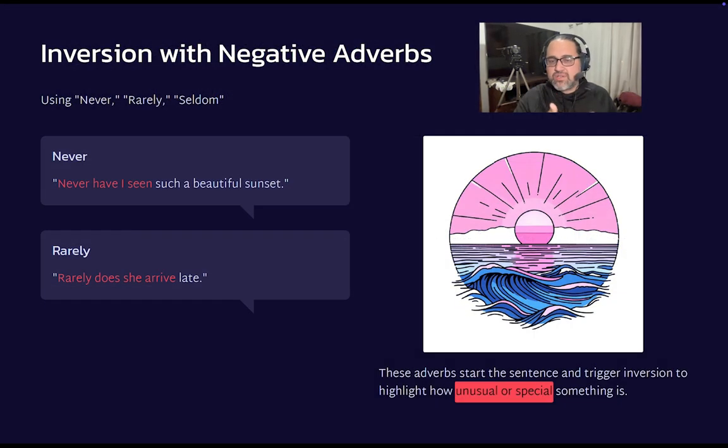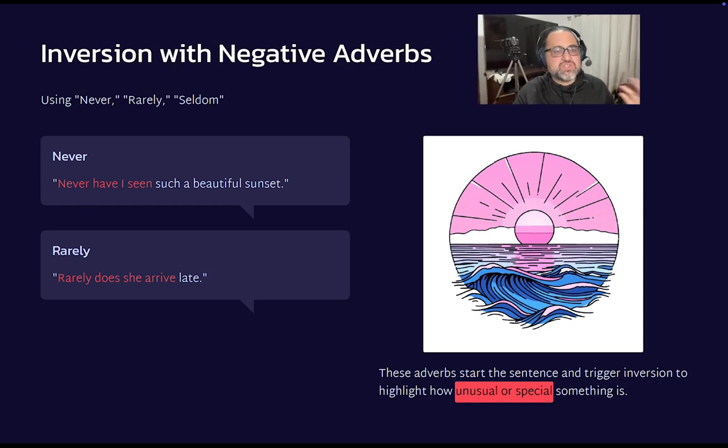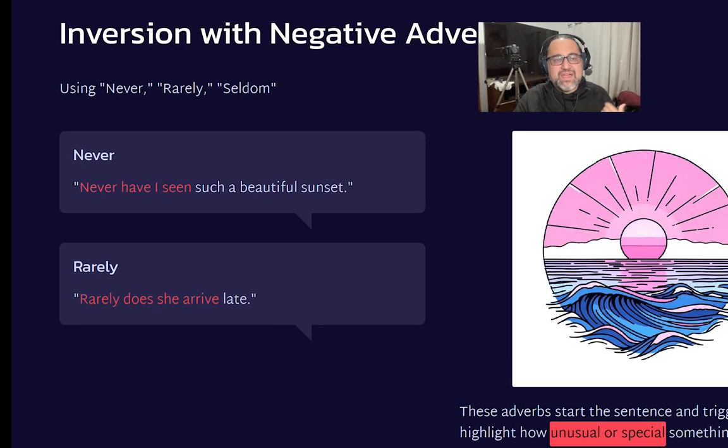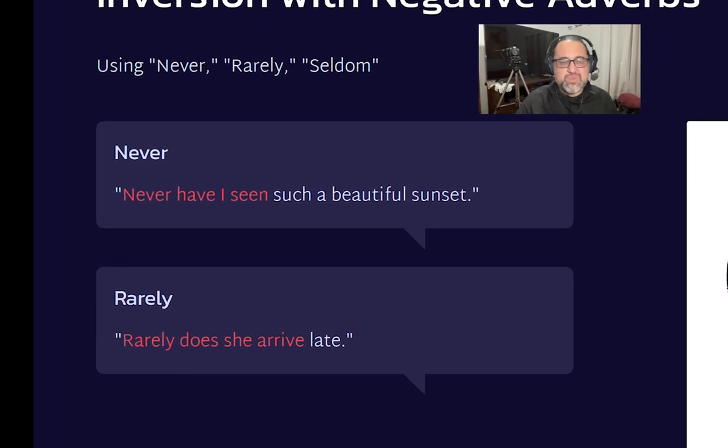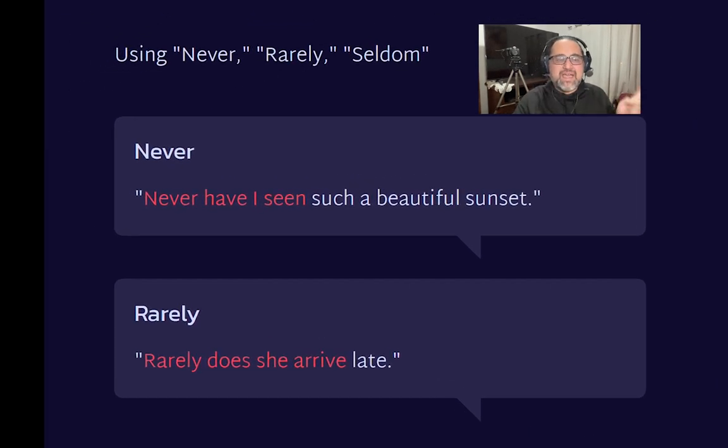Not only is not the only expression used in inversion, you can also use expressions such as never, rarely, or seldom. For example, never have I seen such a beautiful sunset. Instead of saying, I have never seen such a beautiful sunset, which is already a very good sentence, it's super clear, we know what you're trying to say. But if you want to emphasize how amazing this sunset is, you can invert the order of the sentence to start with never.